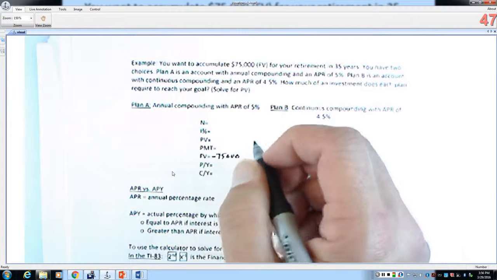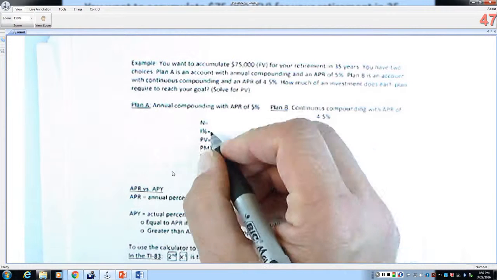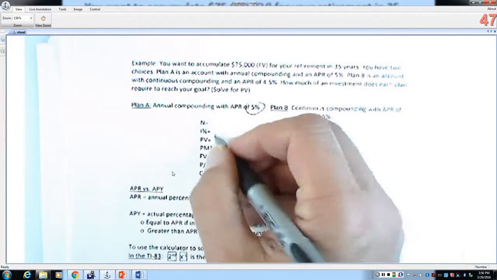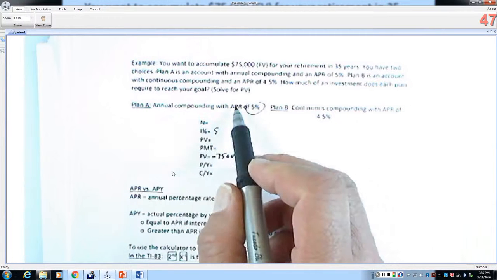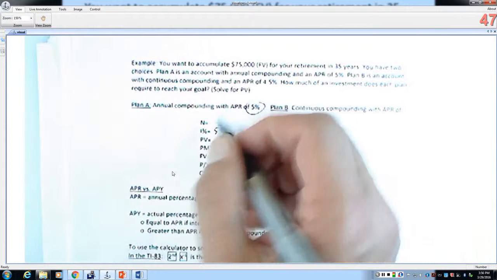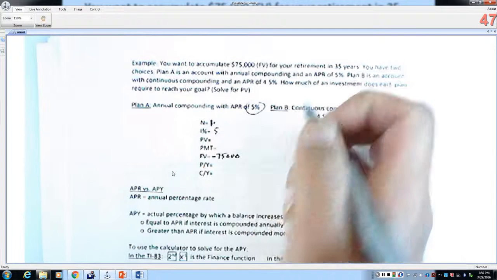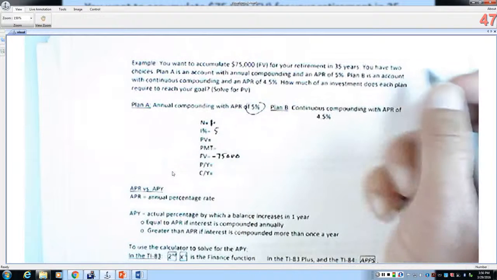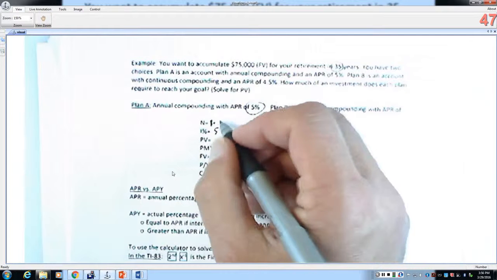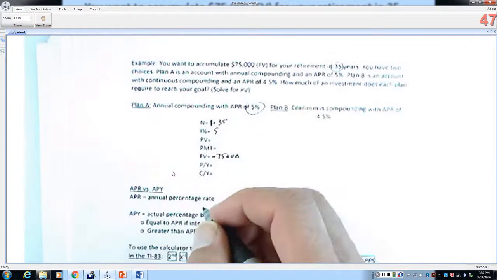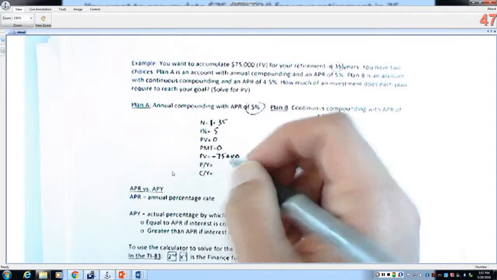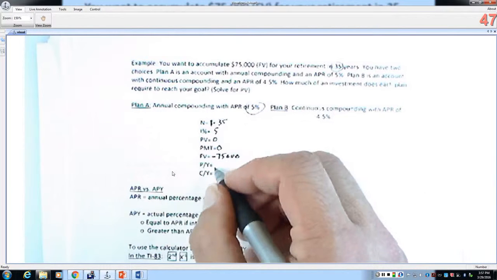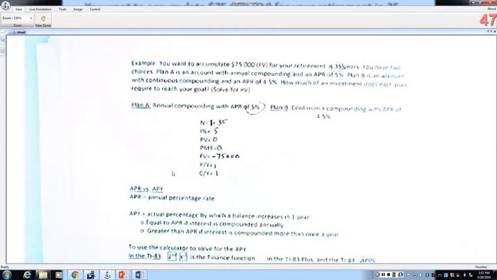Now your next step is, what is your APR for this one? Well, it's 5%, so you put 5%. Now this one is annually compounded, okay? So your N is one, times how many years? For the first one, it's 35 years, just one times 35. Your present value, well, that's what we're trying to solve. You don't care about payments right now. And we're compounding yearly, like that. So that's basically what you have.